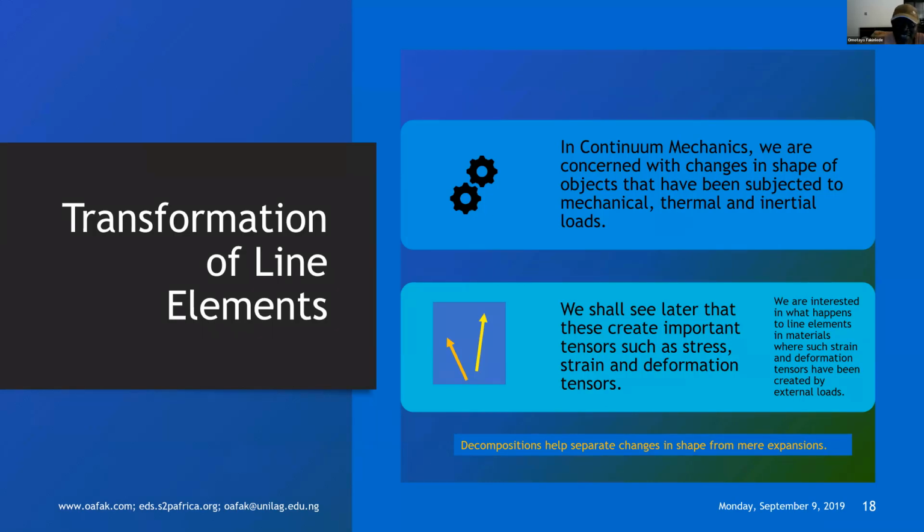In continuum mechanics, when I say continuum mechanics, I mean strength of materials, elasticity, plasticity, fluid mechanics, heat transfer, thermodynamics, all the courses that engineers take that have mechanics in them, they are all branches of continuum mechanics. In continuum mechanics, we are concerned with changes in shape of objects that have been subjected to mechanical, thermal, and inertial loads. So when you load something, that thing is subject to changes in shape. You may not notice the changes in shape. They may be so insignificant, so infinitesimal. No matter how small, they are not insignificant because they are what leads to the resistance of the object.